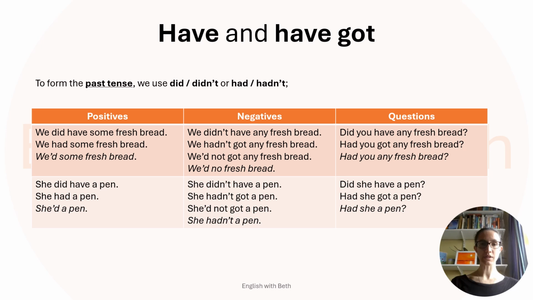And then to look at questions, did you have any fresh bread? Had you got any fresh bread? Or had you any fresh bread? And the last example, did she have a pen? Had she got a pen? Or had she a pen?